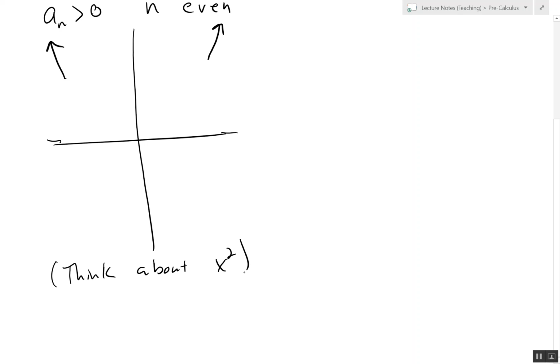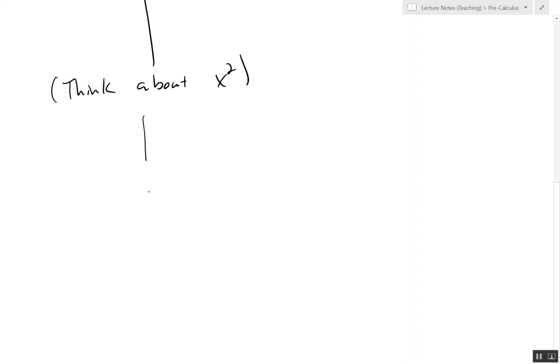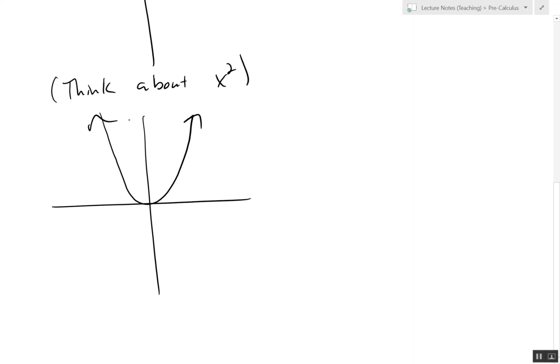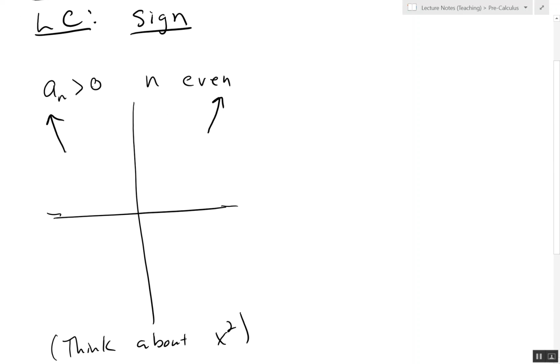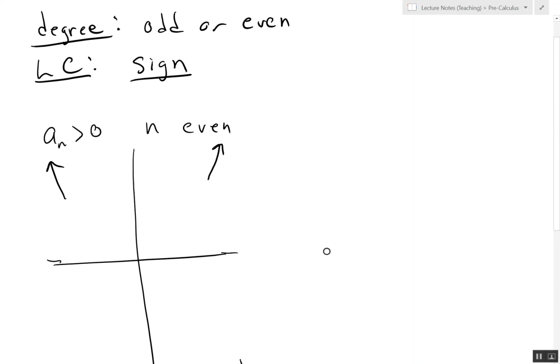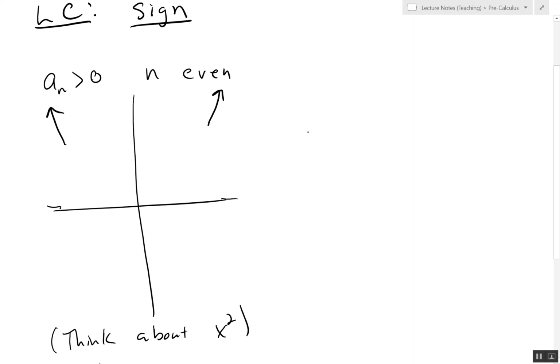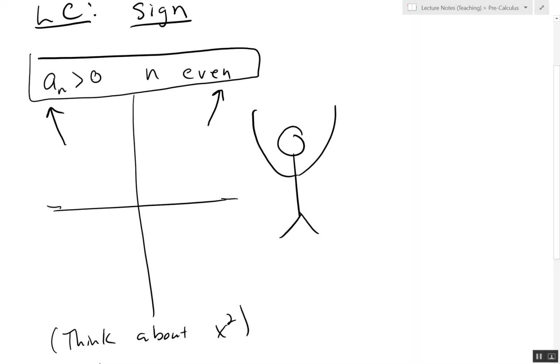So the one you want to think about is x squared. Think about how x squared looks. x squared is a parabola that opens upward like this. So that's how you should think about these types of functions. Something I saw a long time ago says that for this type, you should think of a person standing and raising their arms to the left and to the right. And that's for when the leading coefficient is positive and n is even.